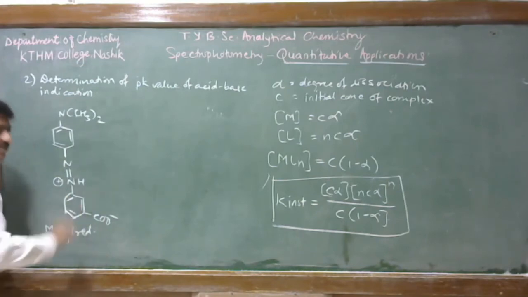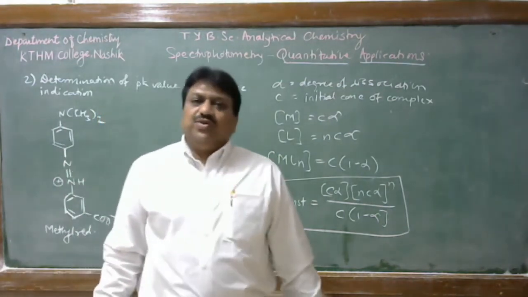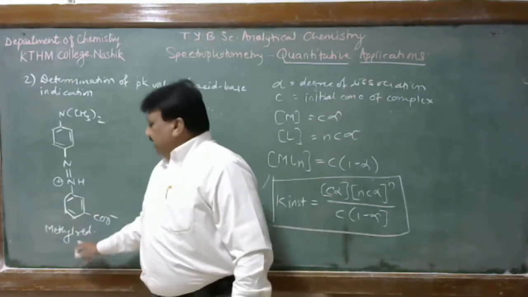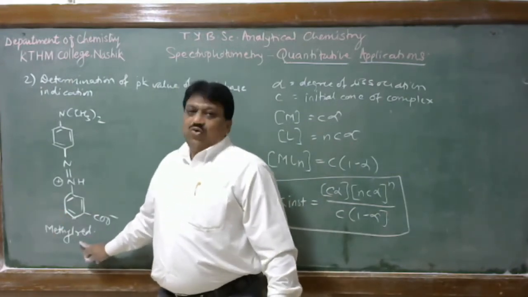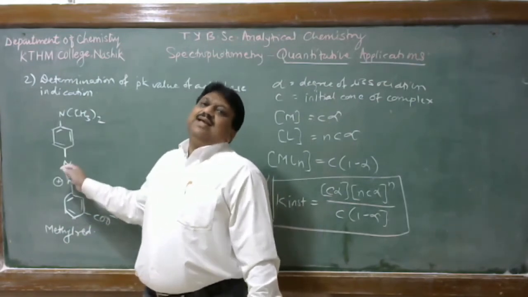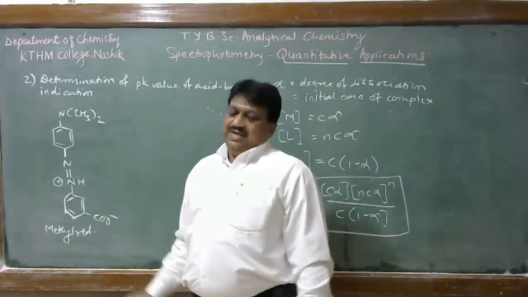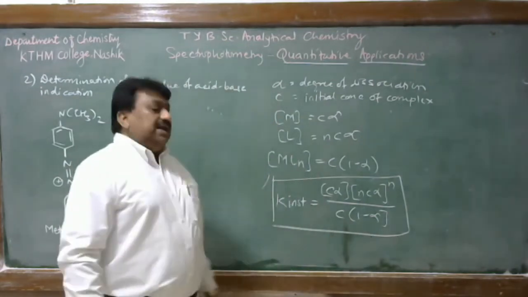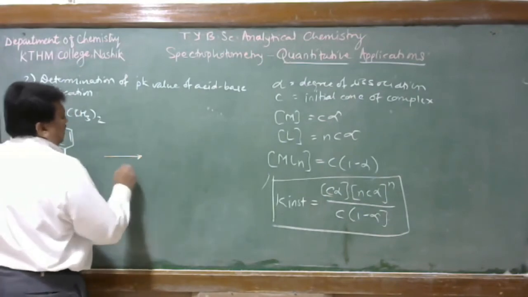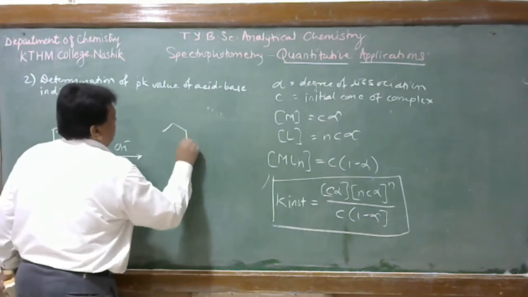Methyl red is an acid-base indicator. Methyl red maintains its molecular form, that means this form, in acid solution as it is, and it gives the red color. Therefore, it gives the red color in acid medium because methyl red already has a red color. Therefore, this form is maintained in acid medium. But when methyl red undergoes ionization with NaOH or in base, with OH minus, then this structure changes in this way.